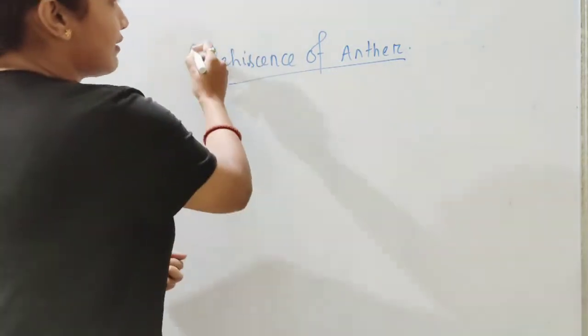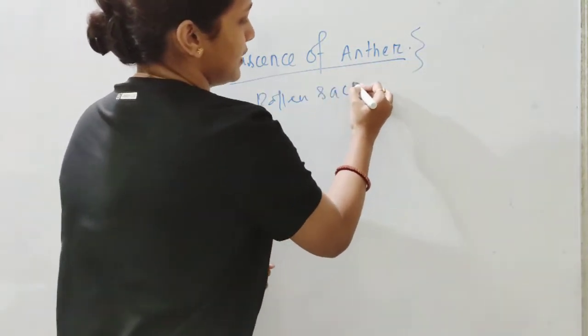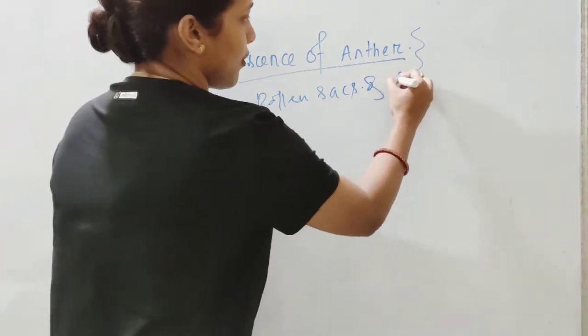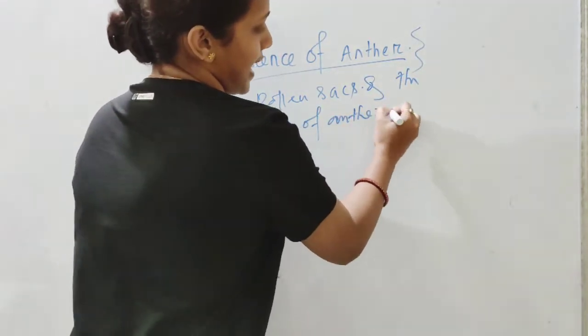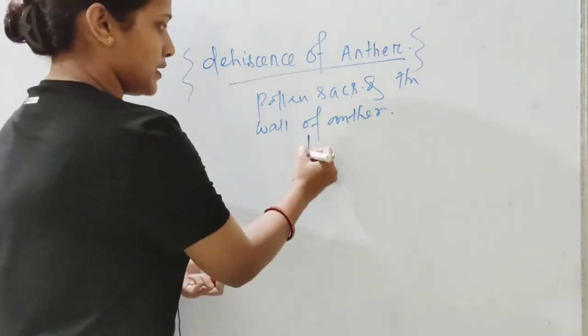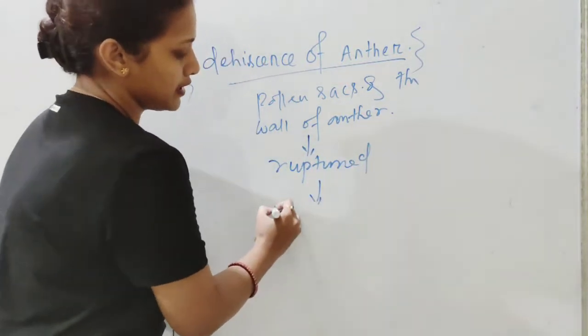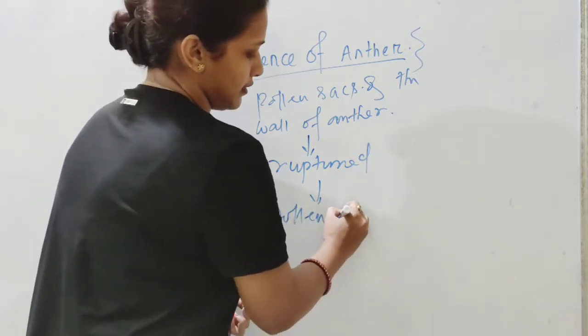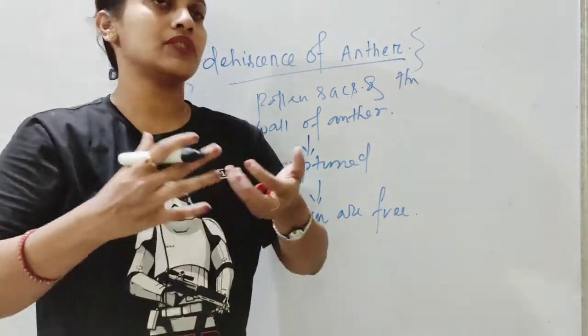So dehiscence of anther means the pollen sacs and the wall of the anther have ruptured. Okay, they have ruptured, and since they have ruptured, the pollen are free. And they get transmitted into the surroundings.